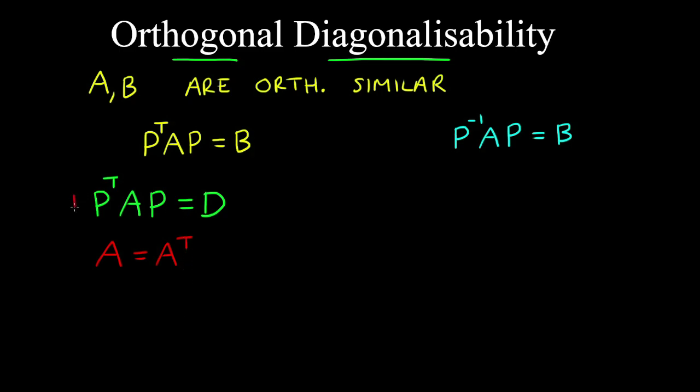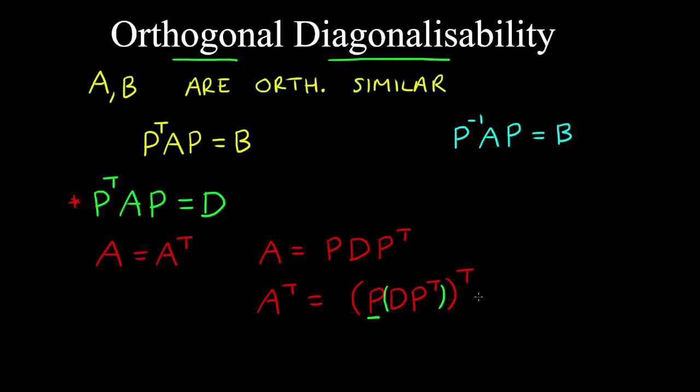This can be shown if we rewrite this equation by pre-multiplying both sides by P and post-multiplying both sides by P transpose. So that gives A is equal to P D P transpose, where D is the diagonal matrix. And if we take the transpose of both sides, we have the transpose of P D P transpose. So we can first transpose this part and multiply by the transpose of P.